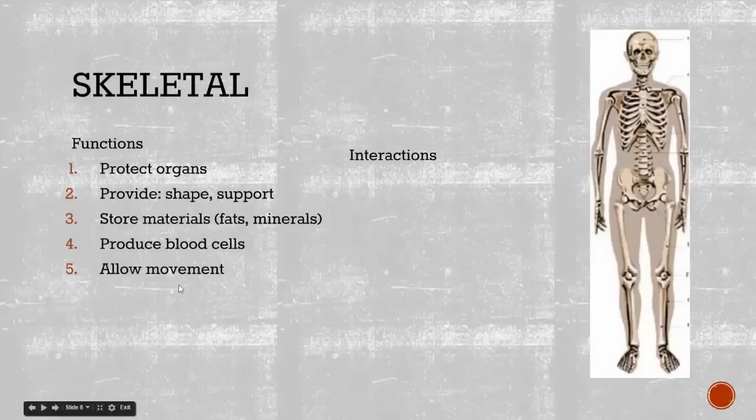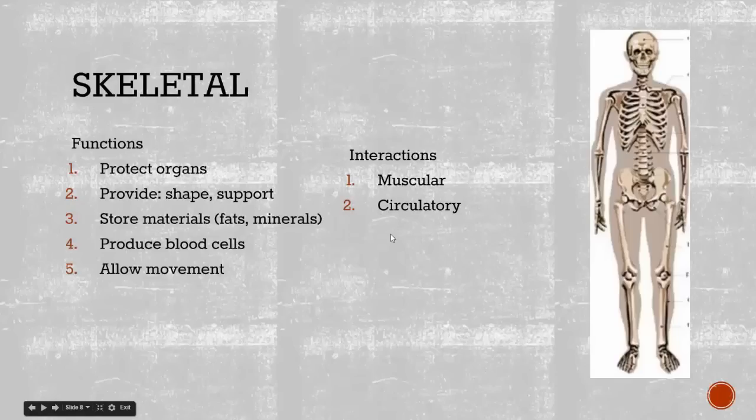So let's look at their interactions. I'll put them over here because there's no room over there. Again, we've discussed with the muscular system, we have to be able to move the body. You have to be able to move the body. With the circulatory system, we produce the blood cells.